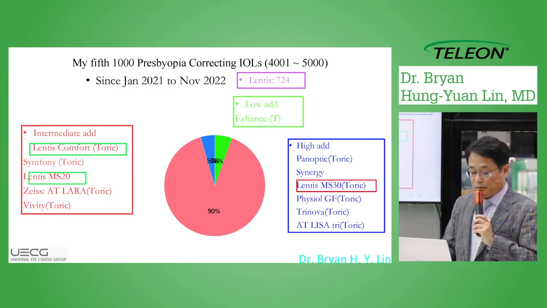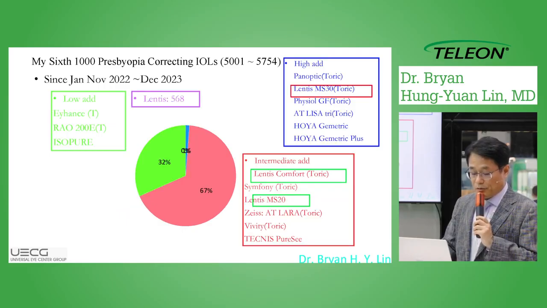These are the presbyopia-correcting IOLs I currently use in my practice. The use of intermediate-add IOLs remains high, while low-add IOLs are steadily used. LENTIS IOL is still the most frequently used in my practice.